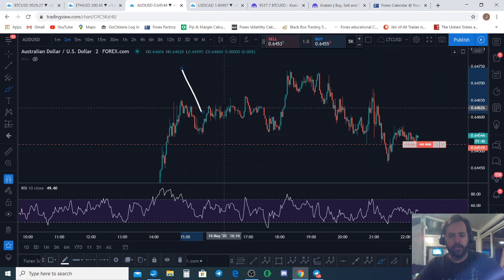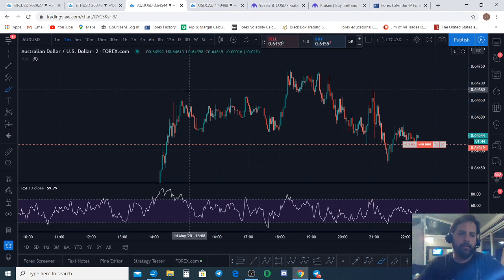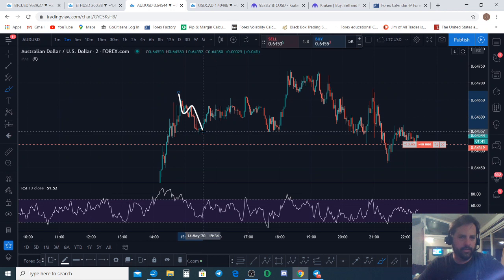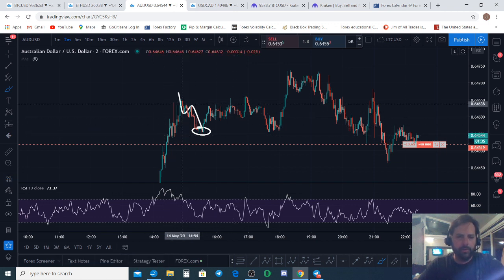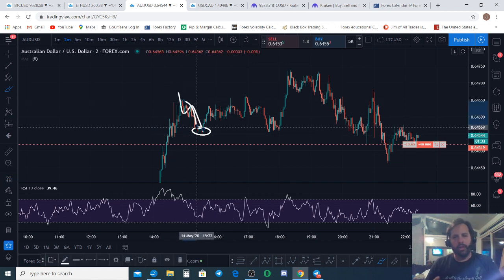So this is a twofold thing. Wait for a three-wave retrace, okay? And then exit the trade. You're just still a loser, right? But you're not losing as much. In other words, you're losing less.